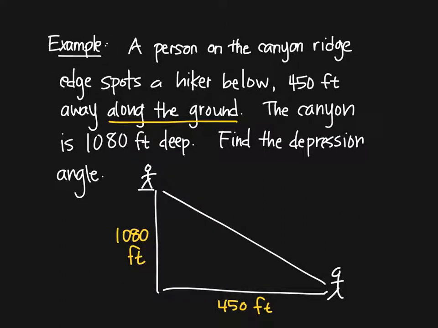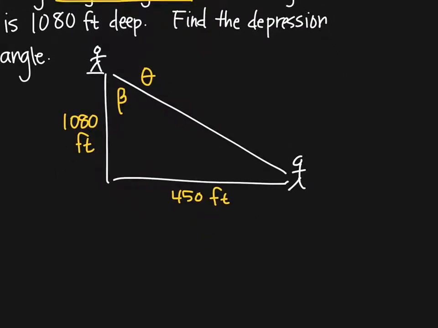Now I want the depression angle. The depression angle is outside of the triangle I've drawn. The name of the angle inside the triangle I've drawn is the beta angle. So I actually have to find the beta angle first, then I'll be able to figure out the depression angle. What trig relationship uses both the beta angle and the other two sides of the triangle?